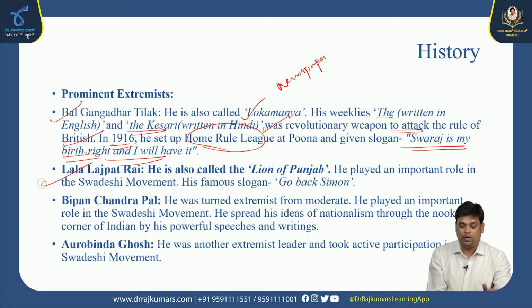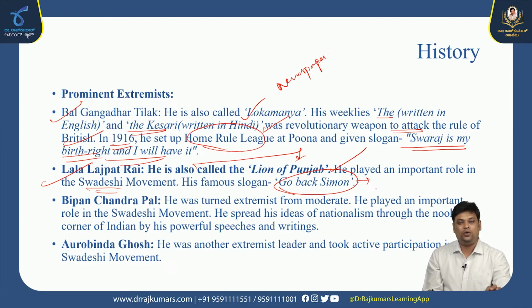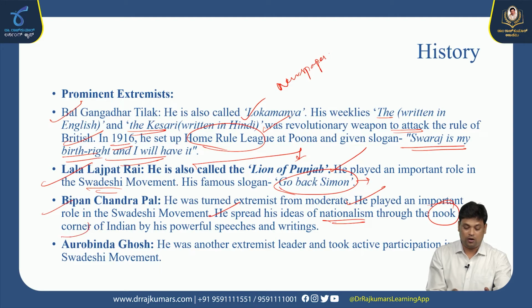Lala Lajpat Rai, popularly known as Lion of Punjab, played an important role in the Swadeshi movement. He came up with the famous slogan Go Back Simon. When the Simon Commission came to India, he organized a great demonstration where he introduced the slogan Go Back Simon. Bipin Chandra Pal was like a moderate only, but he turned into an extremist. He played an important role in terms of writings. He spread his ideas of nationalism through books and speeches in the nook and corner of India.